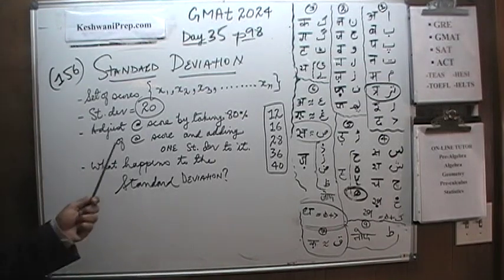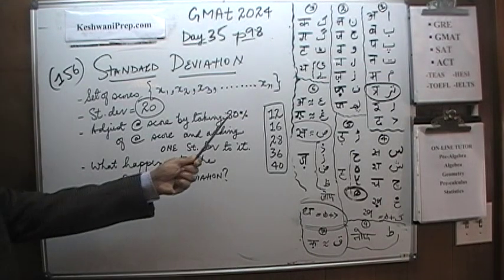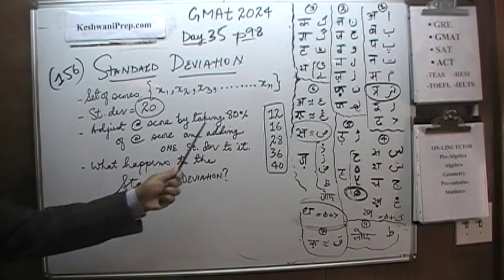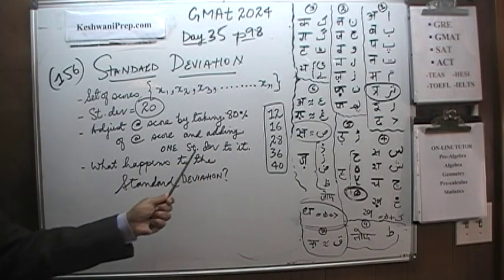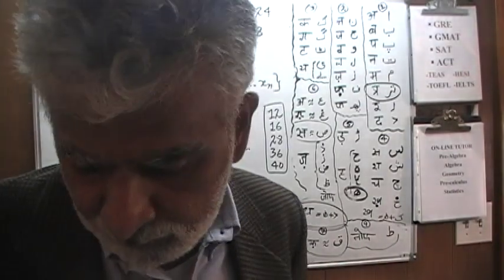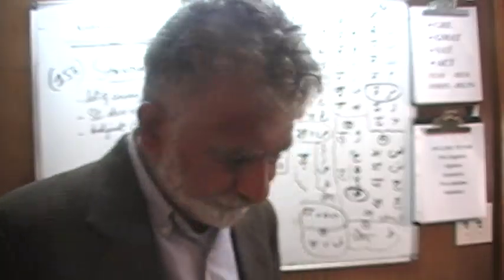What she's going to do is adjust each score by taking 80% of each score, whatever the score is, and adding one standard deviation to each of those scores. The question simply is, what happens to the standard deviation when you go through such a procedure? Let's take a look at it, shall we?